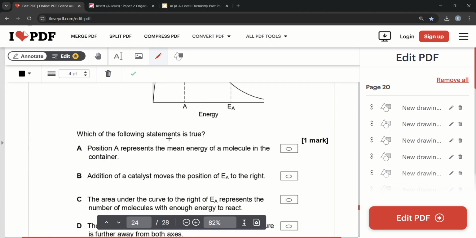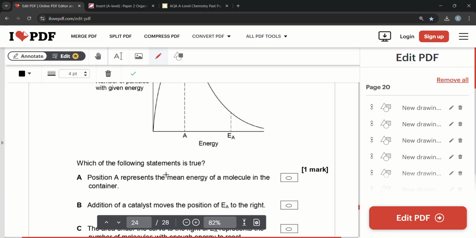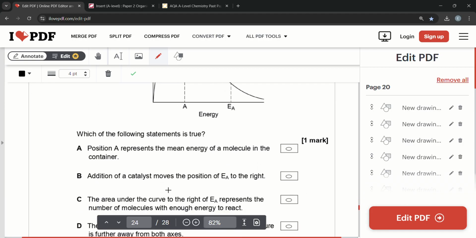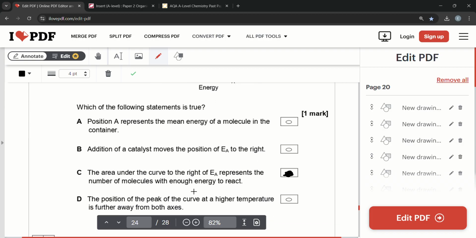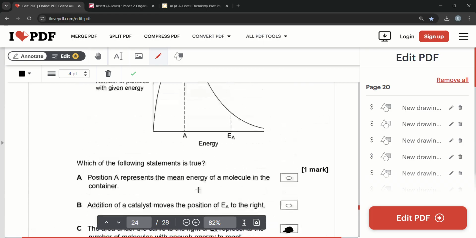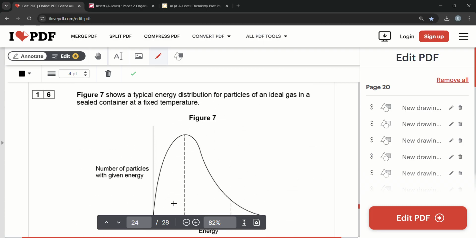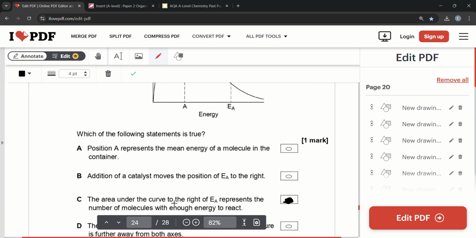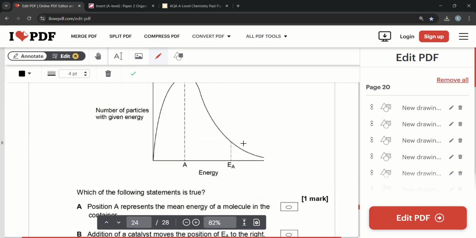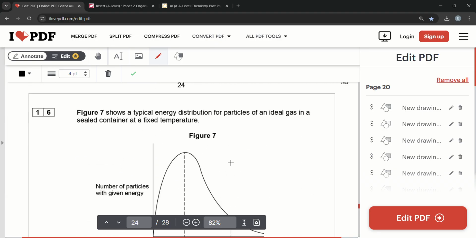16. Which of the following statements is true? Position A represents the mean energy of a molecule in the container. Addition of a catalyst moves position EA to the right. The area under the curve to the right of EA represents the number of molecules with enough energy to react. That is absolutely true. Well, obviously I've already worked out C is correct. Let's look at A. Position A, that's the most probable energy. Addition of catalyst moves position EA to the right? No. It would move it to the left, in fact, because it means there's a lower activation energy. So the answer is C.